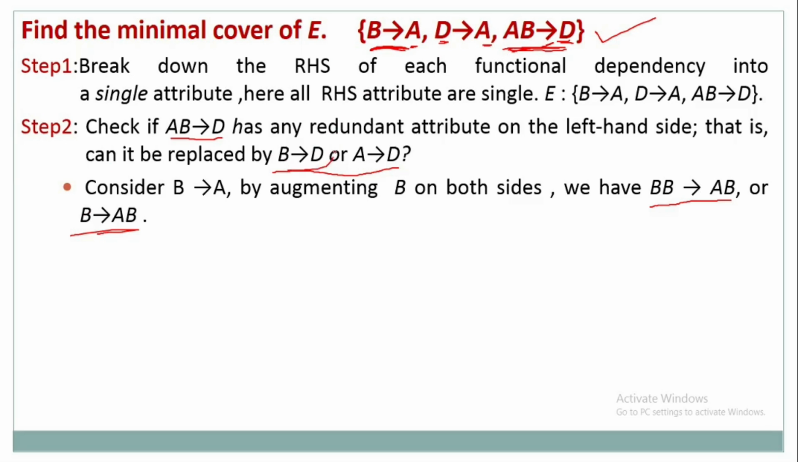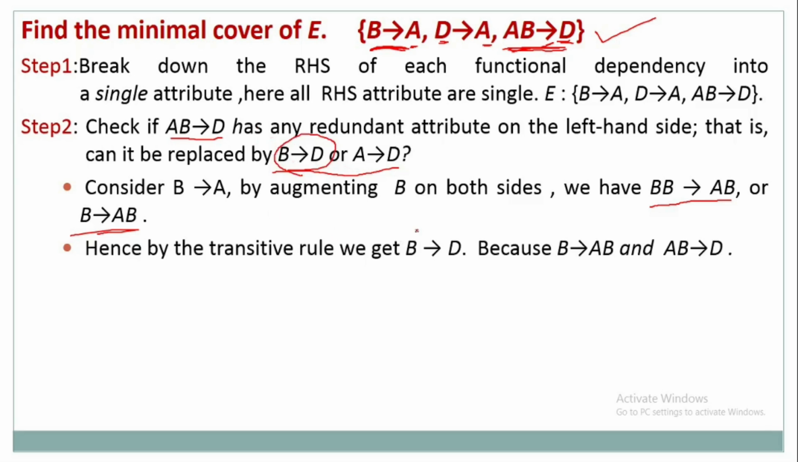So I got B determines D. Hence by the transitive rule we get B determines D, because B determines AB and AB determines D. Now we can modify E: keep B determines A as it is, keep D determines A as it is, and change AB determines D to B determines D.